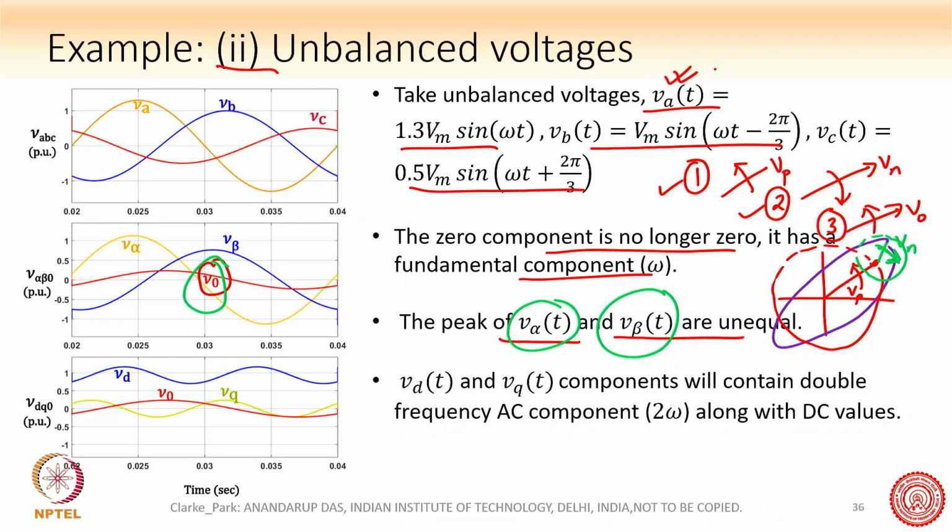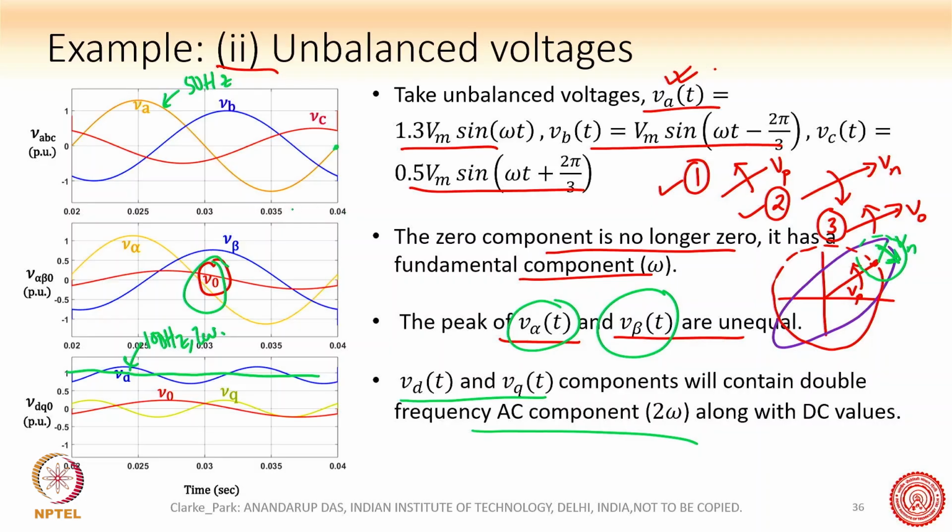Now what about Vd and Vq? Vd and Vq will contain the double frequency AC component 2 omega. You see here Vd has an average value like this and a double frequency. So this is a 100 hertz or a 2 omega component, if this is at 50 hertz. Okay, I think this is 50 hertz.